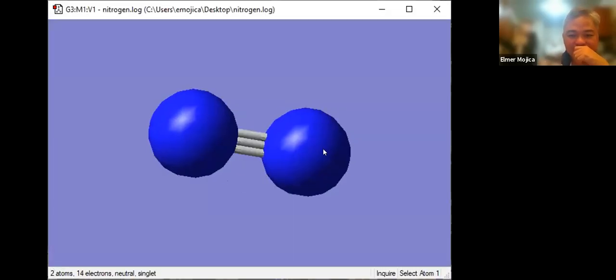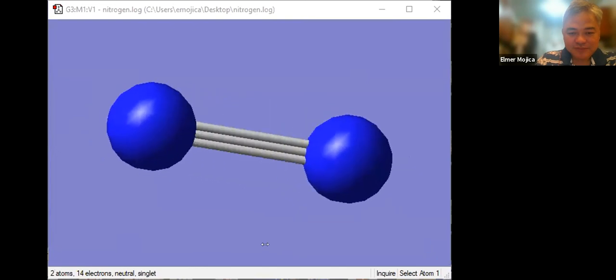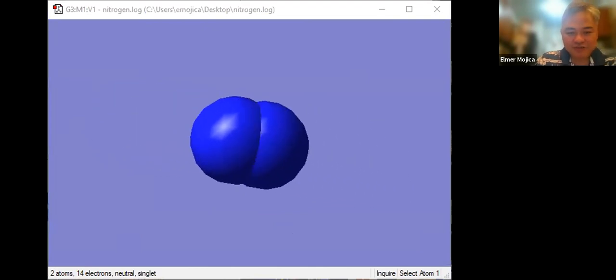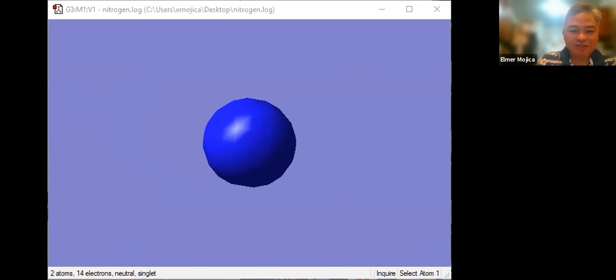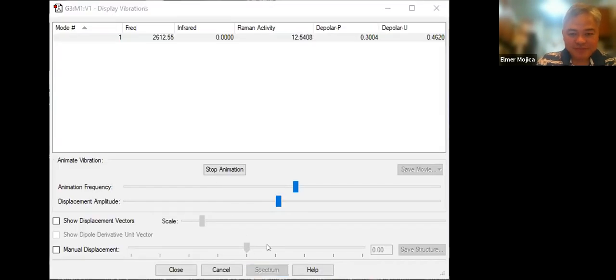Okay, so let's try to see how we're going to look at its vibrational spectroscopy. So kukunin ko yung results, vibration, okay? And if you're going to look at here, meron siyang vibration. But the question now, what caused this vibration? Ito ba ay IR or Raman? So we're going to look at the spectrum.